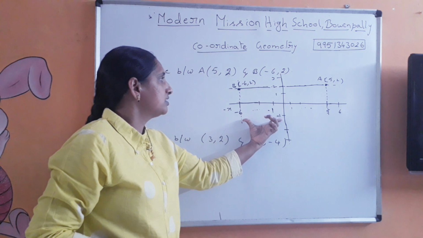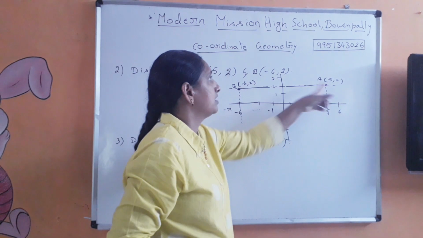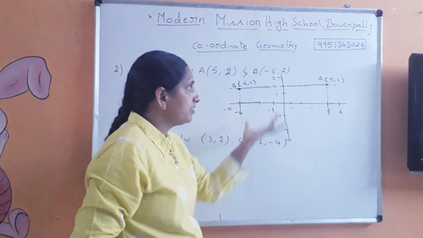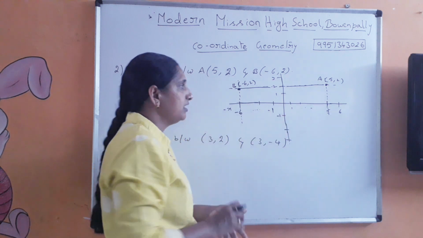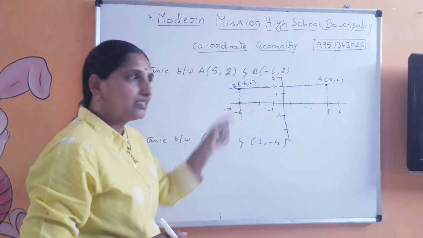So in total, this distance is 6 units and this distance is 5 units, because the axes are 6 and 5. So 11, the total is 11. From the diagram you can directly say that the distance is going to be 11. This is the second method.